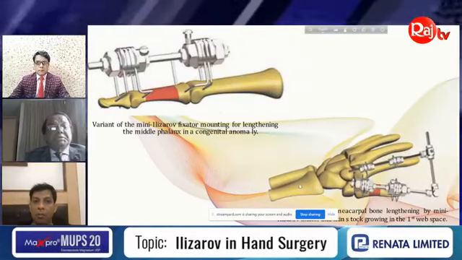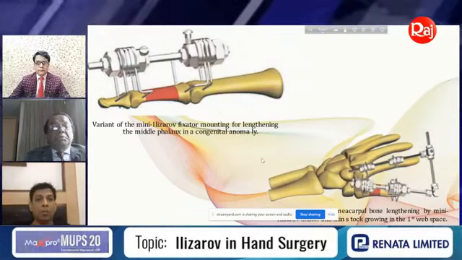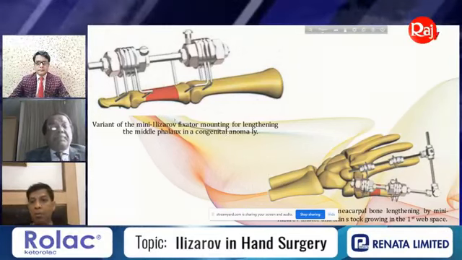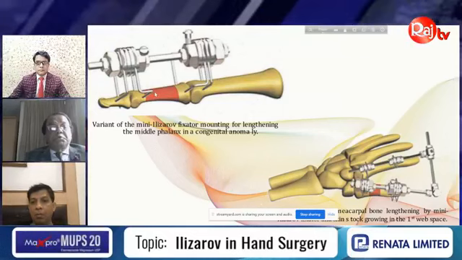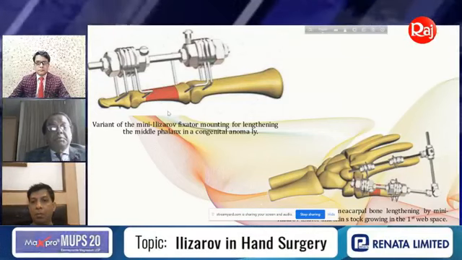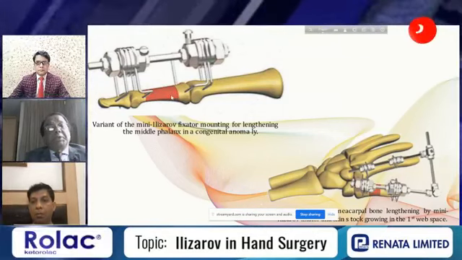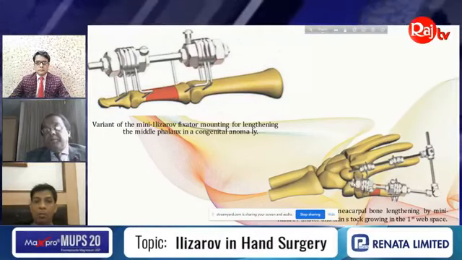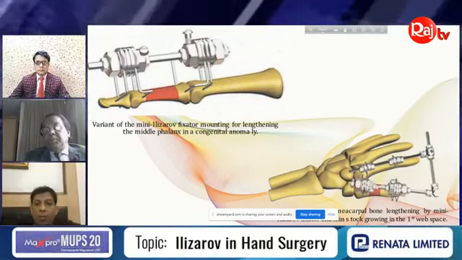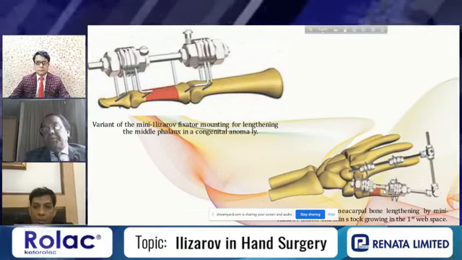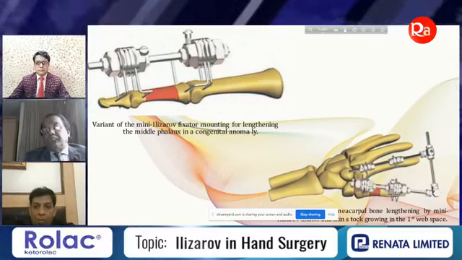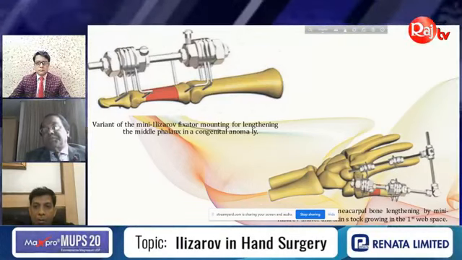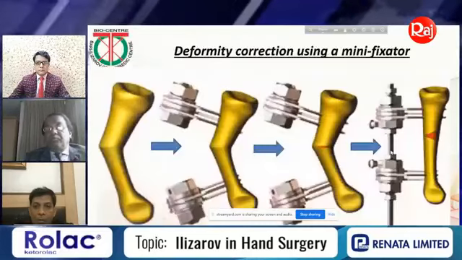So this is another variant of the mini Ilizarov fixator mounting for lengthening of the middle phalanx. I'll show you later on. This is the congenital anomaly. Even in trauma, you could put it like that. See here, this is the thumb. If you want to do a lengthening of this, you can do it this way. Fixed like this, and this is a small mini bar. You can fix here and here, and go for lengthening.